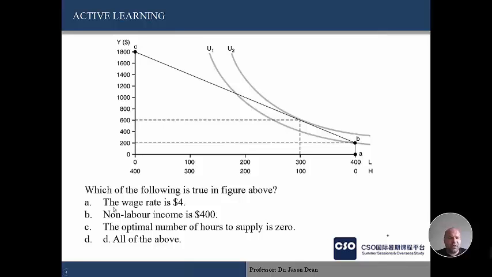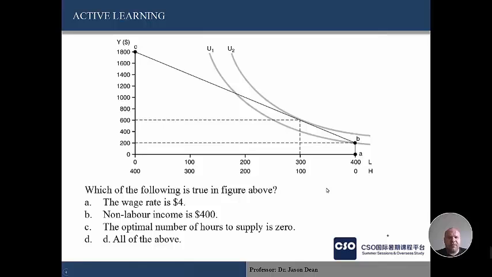A, the wage is $4. B, the non-labor income is $400. C, the optimal number of hours to supply is 0. Or D, all of the above. Okay, well, let's look at C. The optimal number of hours to supply is 0.